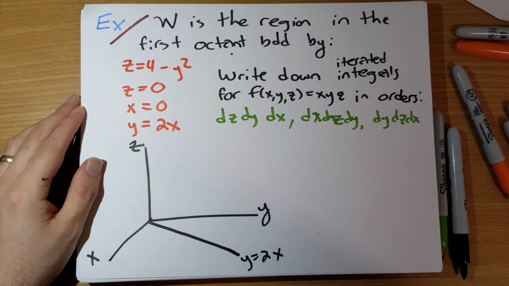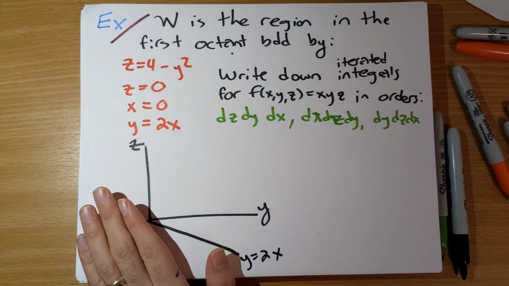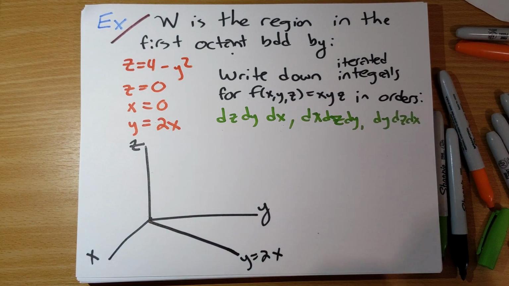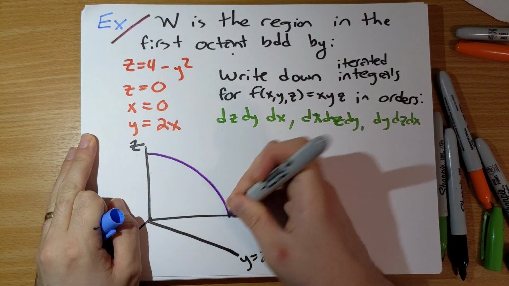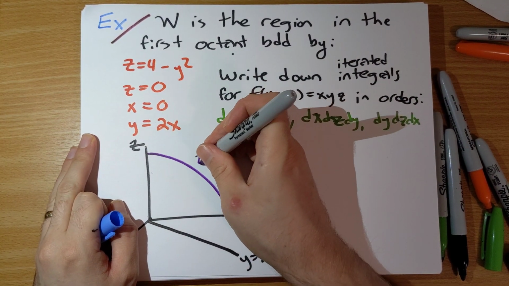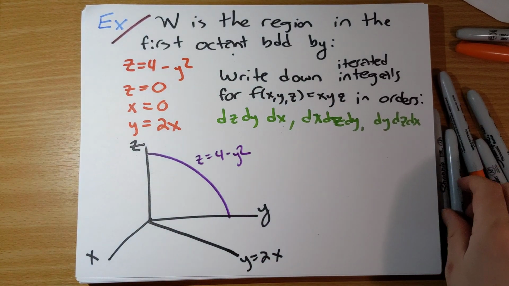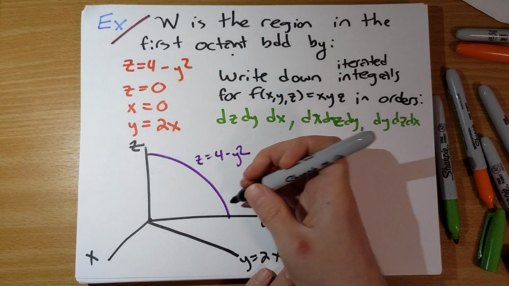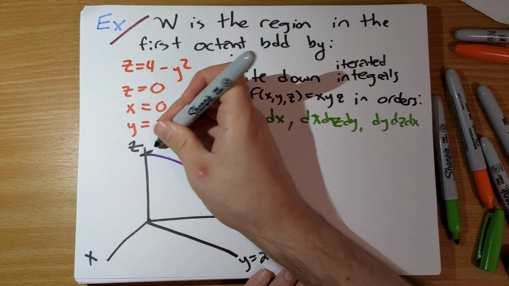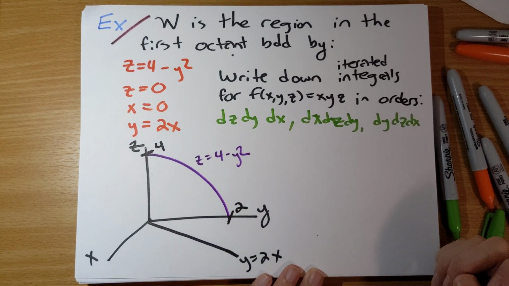And z equals 4 minus y squared. In the yz plane, this is going to be a downward opening parabola. So where is this going to intersect here? At z equals 4, at y equals 2.